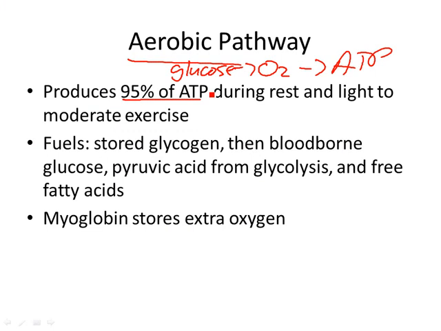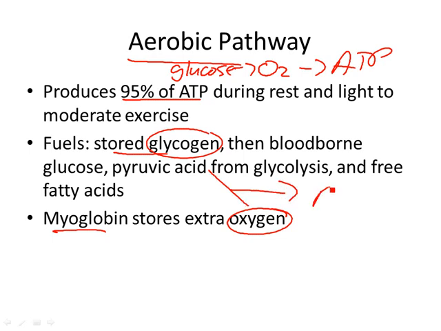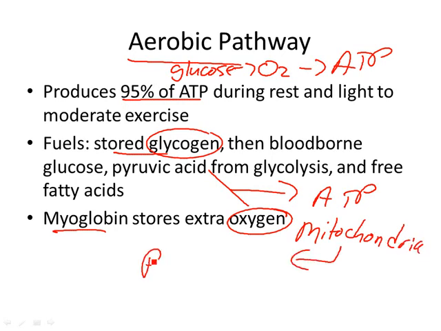The way you do this is you basically take glycogen, all right? It's stored inside the cell. Myoglobin stores oxygen. So you put the glycogen, the oxygen together, and you form ATP inside the mitochondria. And I've got a picture of that, so hang on. So what's the mitochondria? Powerhouse. The powerhouse. Making the energy.